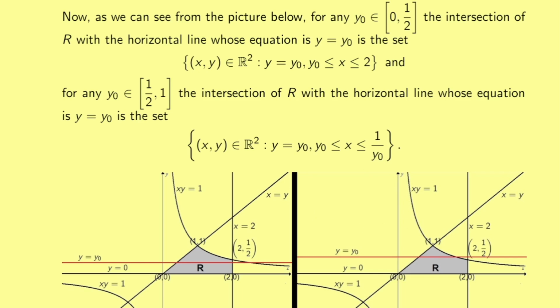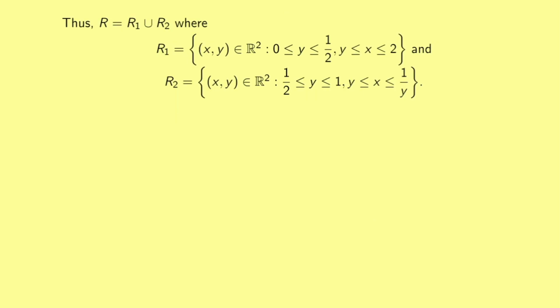And with these two observations, I can see that I can break the region R in two subregions. I have this part here, which is below the line y equals 1/2, and the part which is above the line y equals 1/2 and below the line y equals 1. This is what I'm going to use to integrate. So I can describe the region this way.